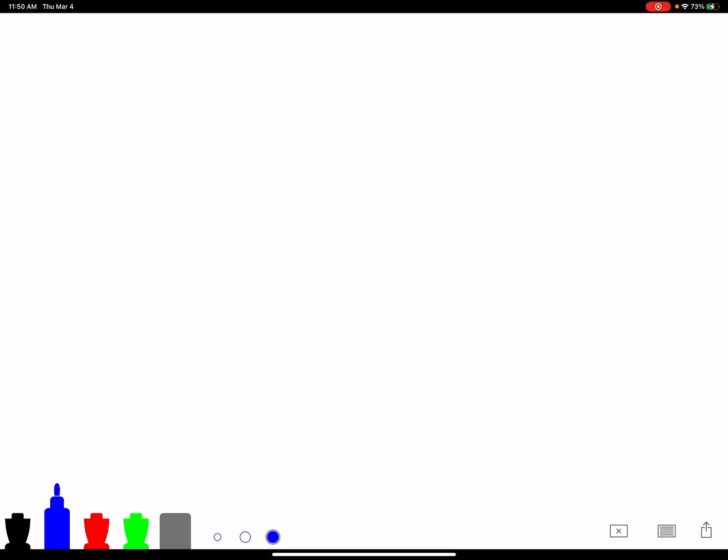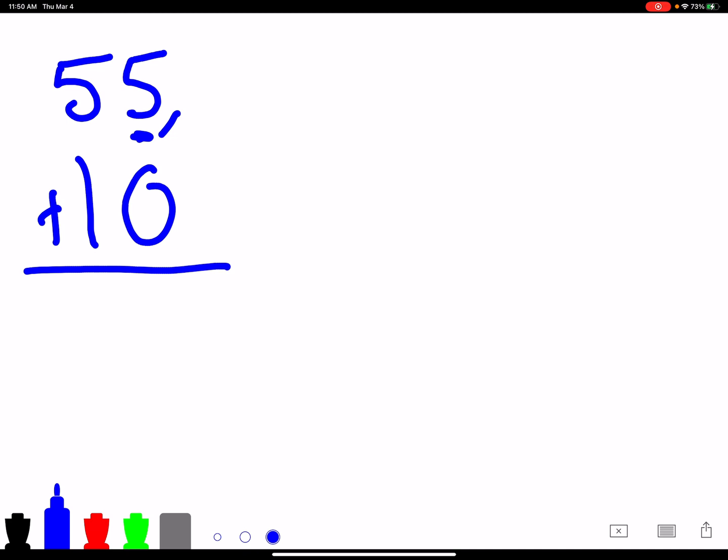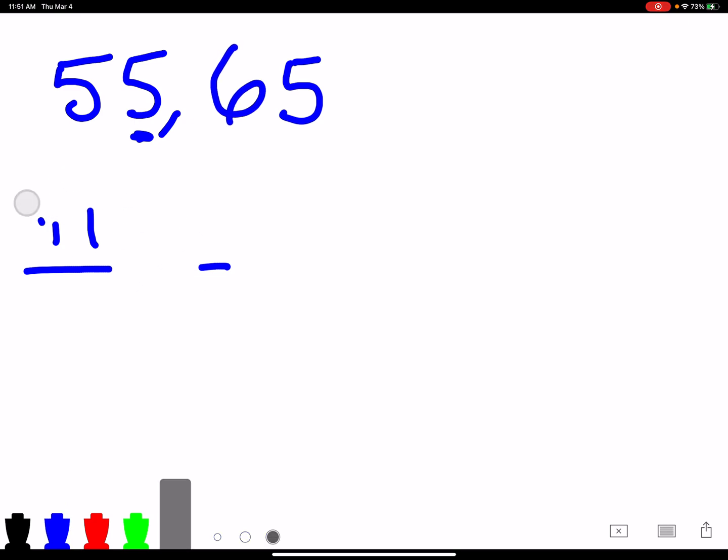So if I was to give a random number, for example, 55, and we were to count up by the number 10, what would be the next number? Well, if you look in the ones place, if we're counting by tens, we add 0, so the number in the ones place, 5 for this example, will still be the same, 5. And then if we add 1 to 5, we would get the number 65.